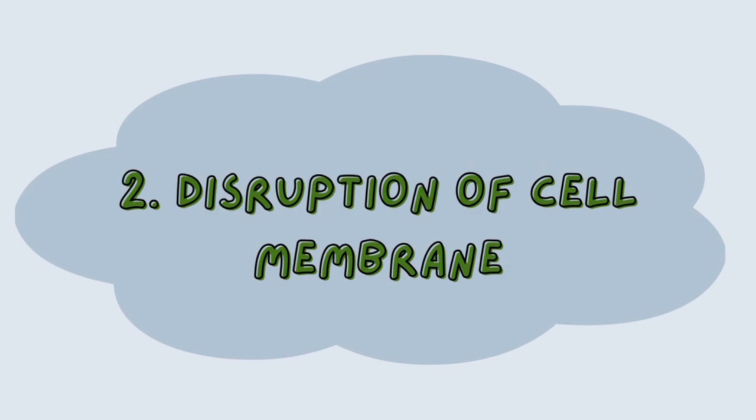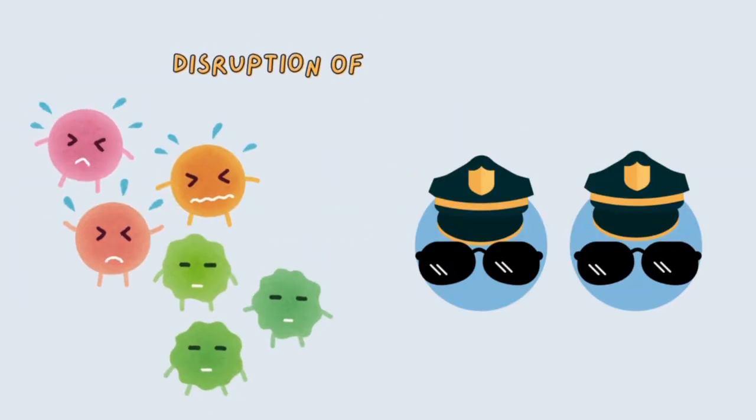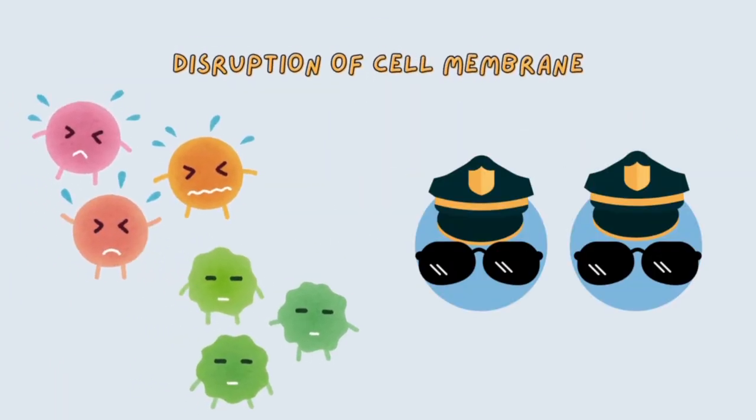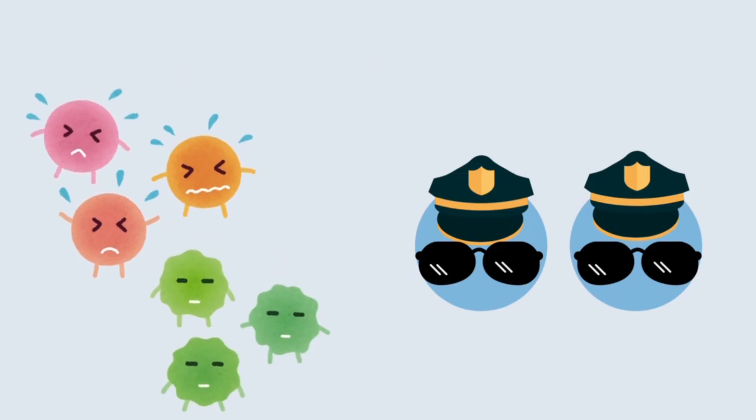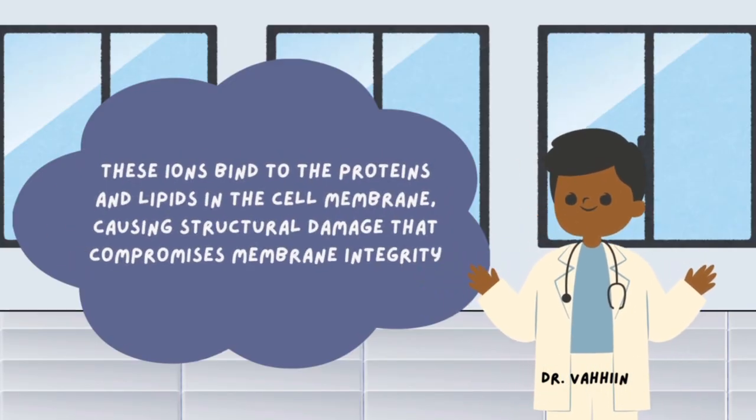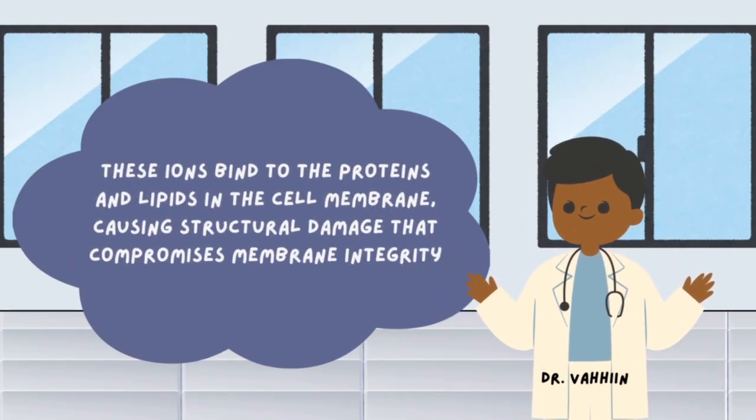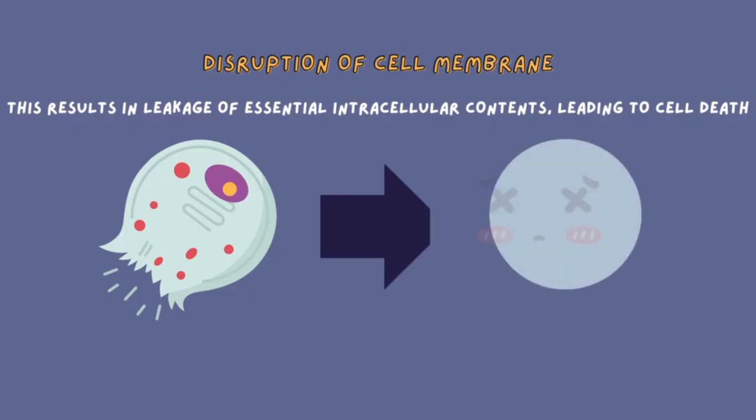Next, disruption of cell membrane. Copper ions can interact with the cell membranes of bacteria, fungi, and other microorganisms. These ions bind to the proteins and lipids in the cell membrane, causing structural damage that compromises membrane integrity. This results in leakage of essential intracellular contents, leading to cell death.